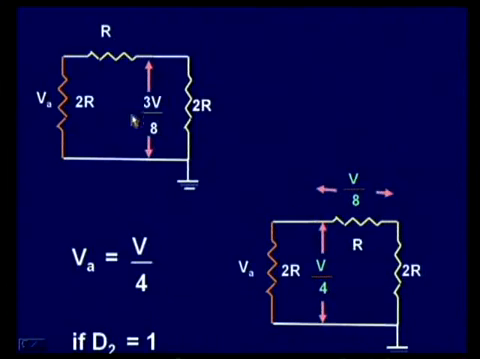Hence, out of this 3V by 8, what is the amount dropped across this? It is going to be V by 4. Once again, if you apply the potential division rules, you find that the voltage across this resistor, or the analog voltage, will be equal to V by 4. That is, if D2 is 1, VA is equal to V by 4.